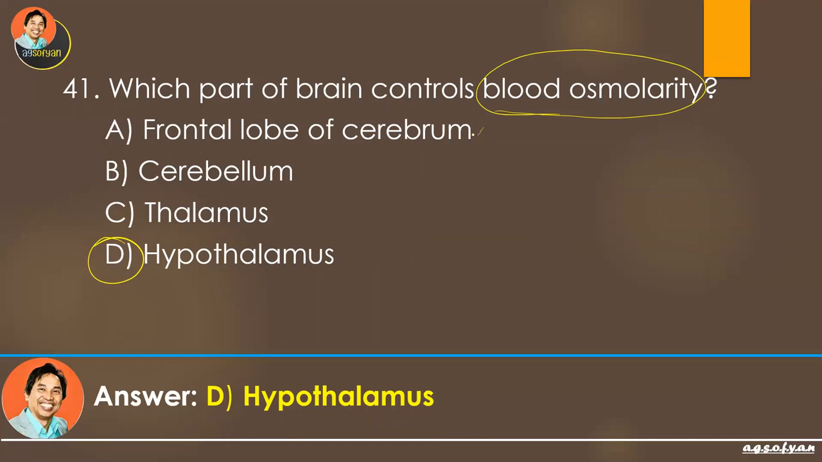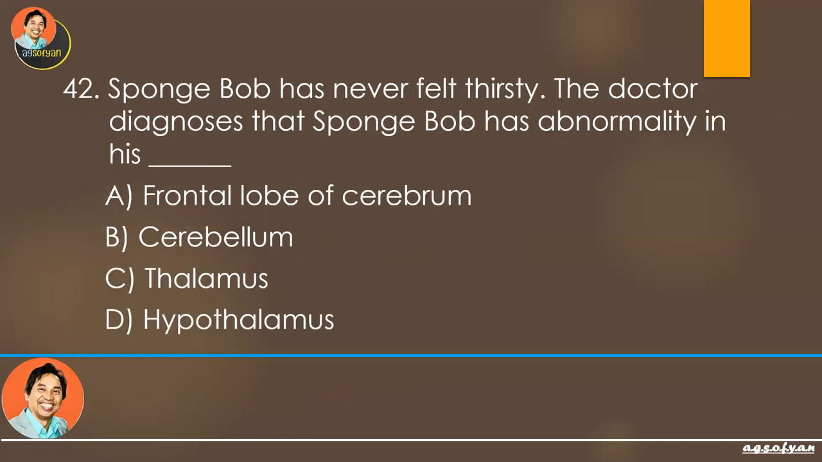The cerebrum is for our actions. The cerebellum is for skilled movement. The thalamus is a relay station for sensation. So this is for sensation, this is for skilled movement, and this is for actions and sensations. So the hypothalamus will be the answer.